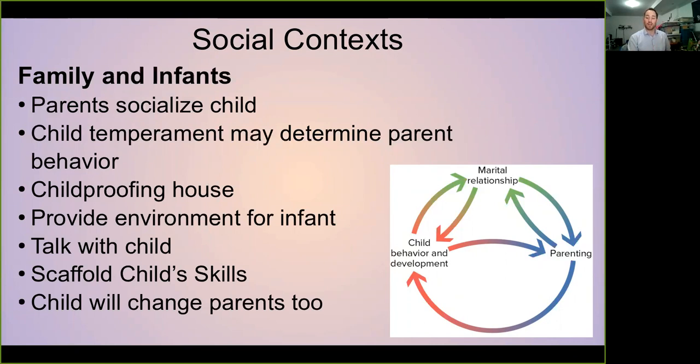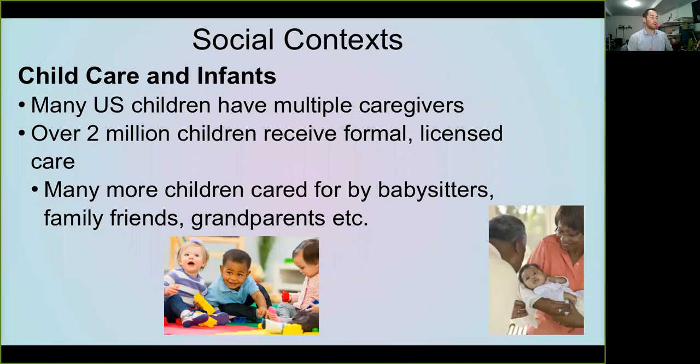Children will also change their parents. So that's what that bidirectional interaction means. The child is influencing the parent, who is influencing the child, who is going right back and influencing that parent. So a child will change a parent as well. So let's talk about childcare in the US, especially with infants. Many US children have multiple caregivers, and over 2 million children receive formal licensed care.